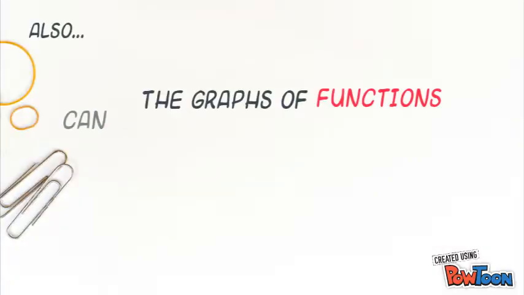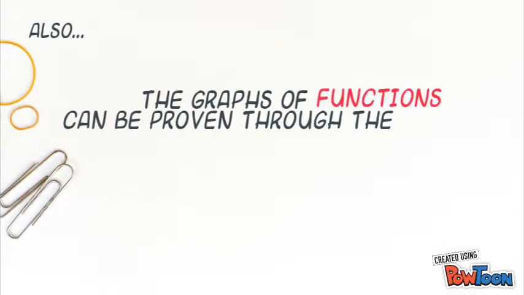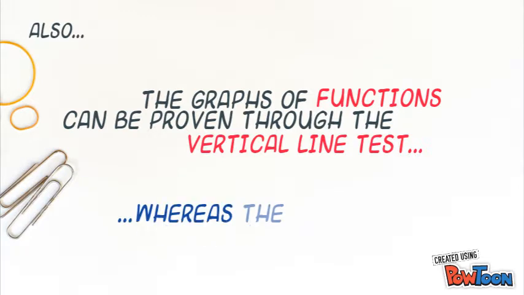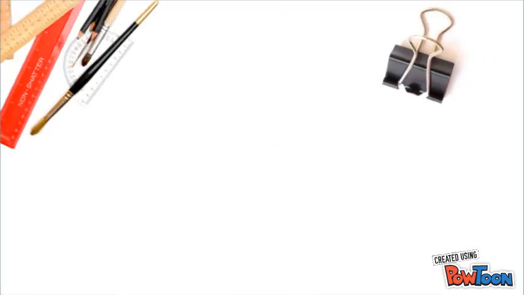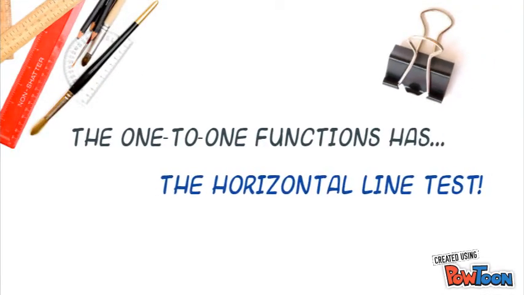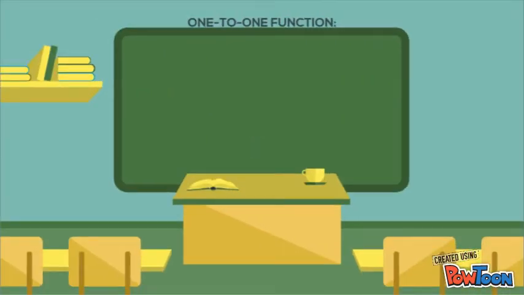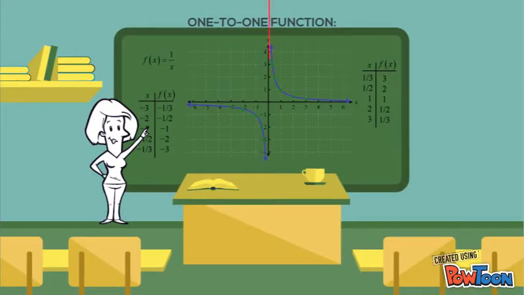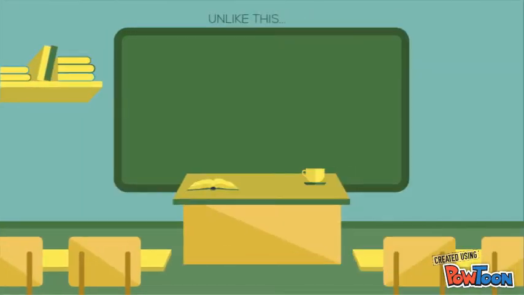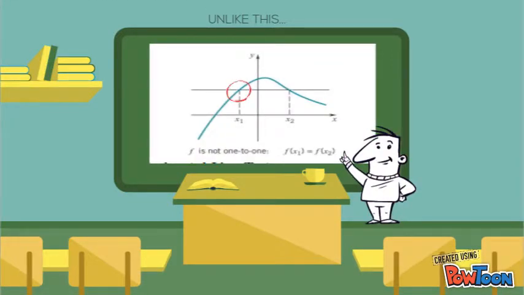Also, the graphs of functions can be proven through the vertical line test, whereas the one-to-one functions has the horizontal line test. A function is one-to-one if each horizontal line does not intersect the graph at more than one point. Unlike this one, multiple sets of points intersected the same horizontal lines.